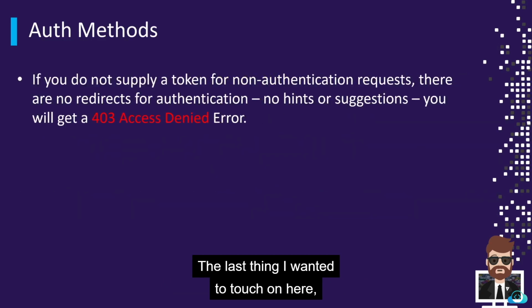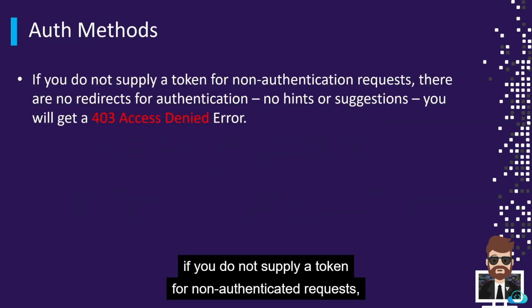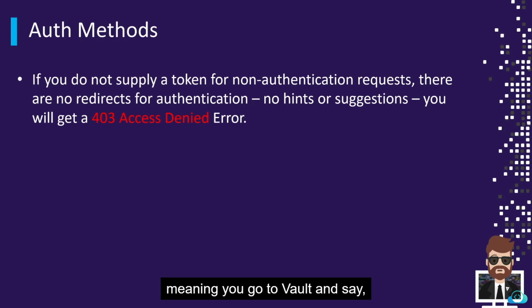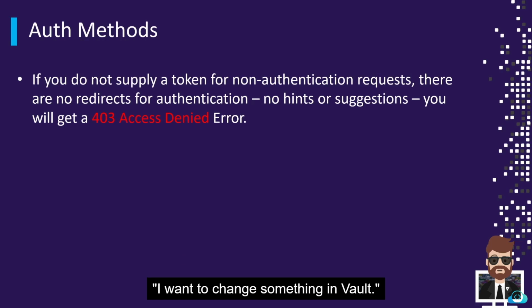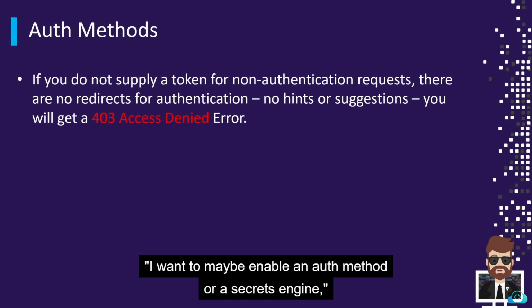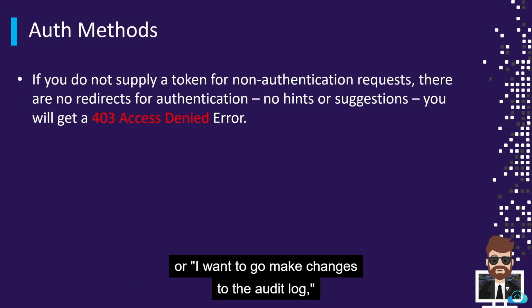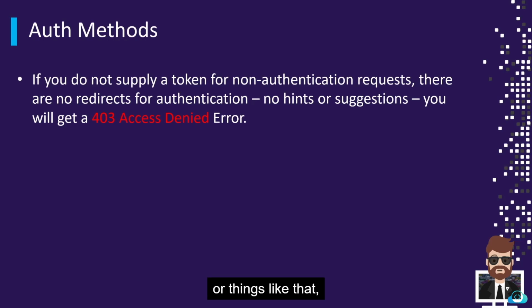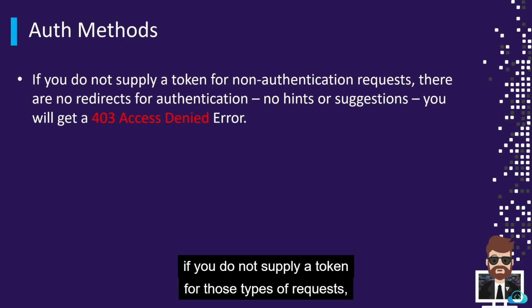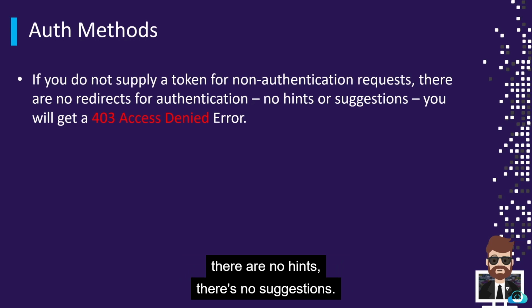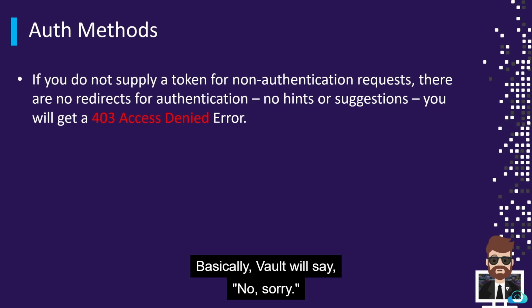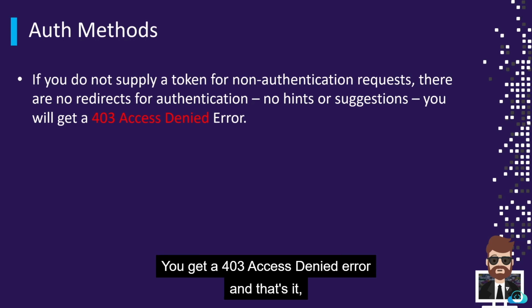So the last thing I wanted to touch on here: if you do not supply a token for non-authenticated requests, meaning you go to Vault and say, I want to read a secret, or you go to Vault and say, I want to change something in Vault, I want to maybe enable an auth method or a secrets engine, or I want to go make changes to the audit log or things like that. So if you do not supply a token for those types of requests, Vault does not redirect you for authentication. There are no hints, there's no suggestions. Basically, Vault will say, nope, sorry, you get a 403 access denied error, and that's it. Vault's done. Right?